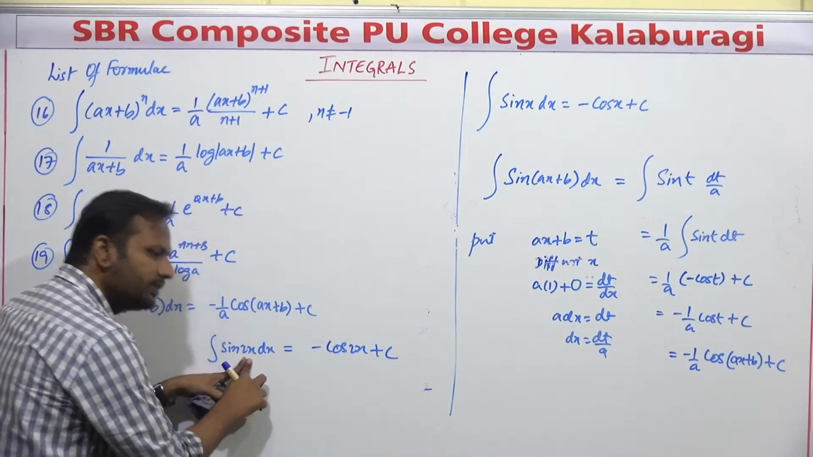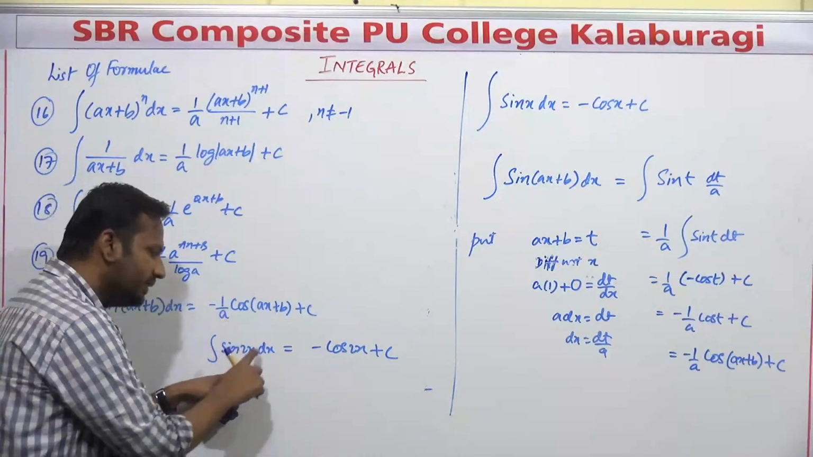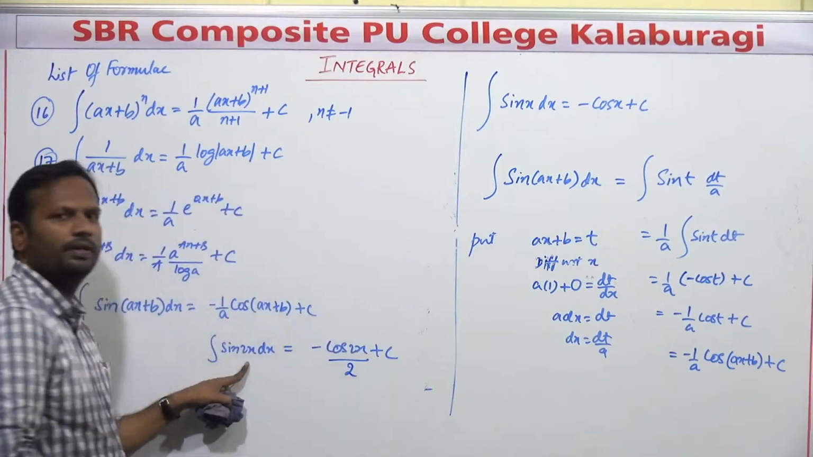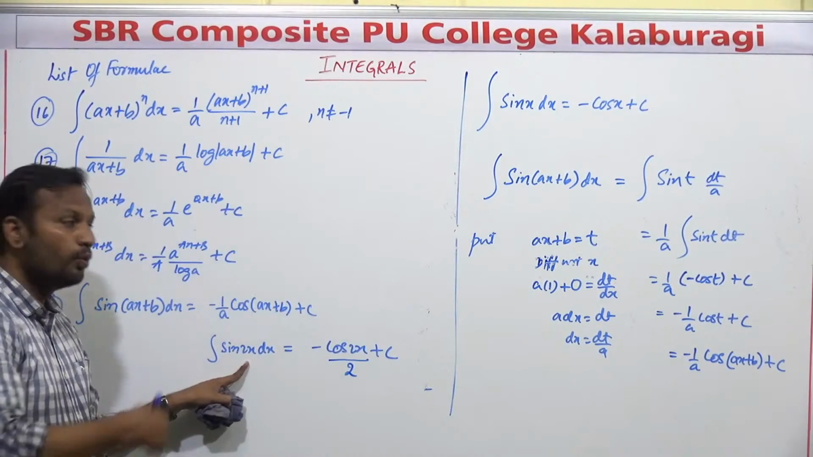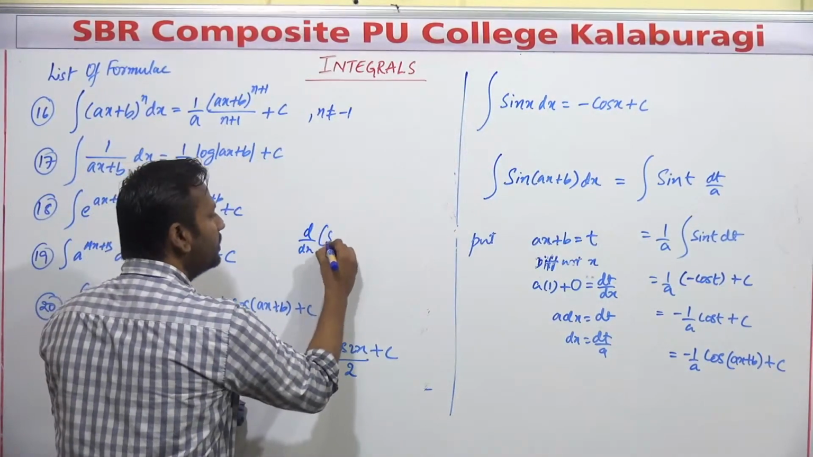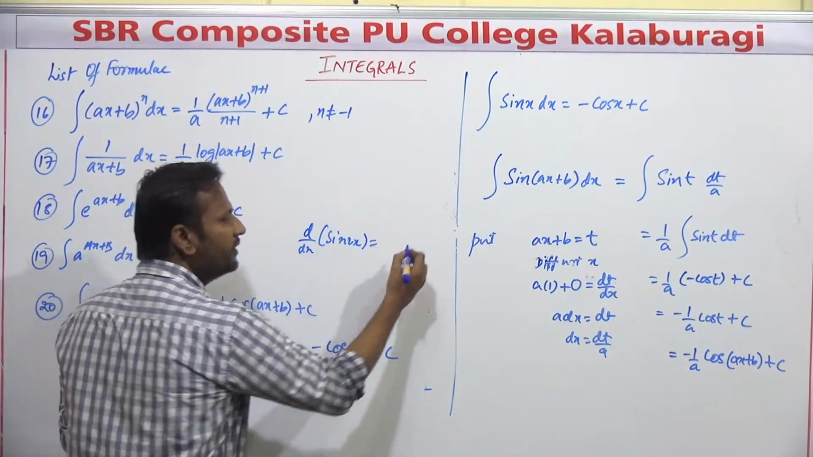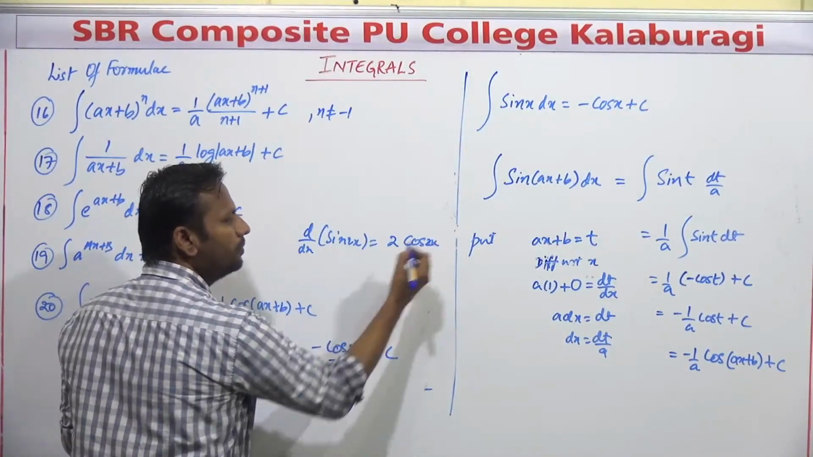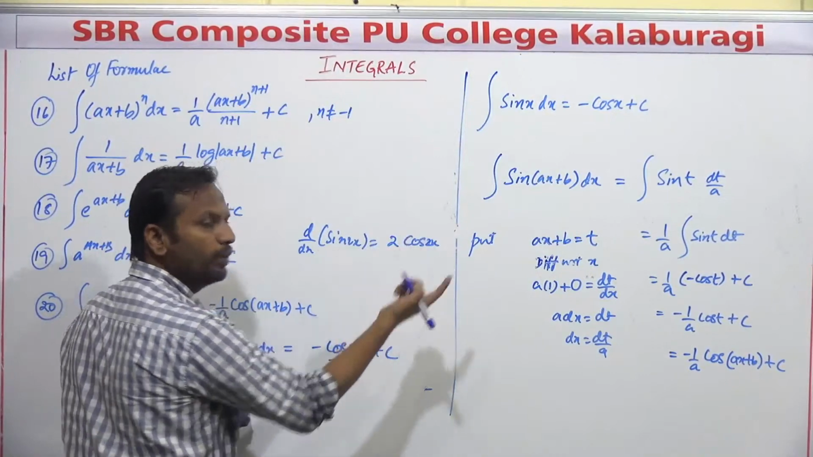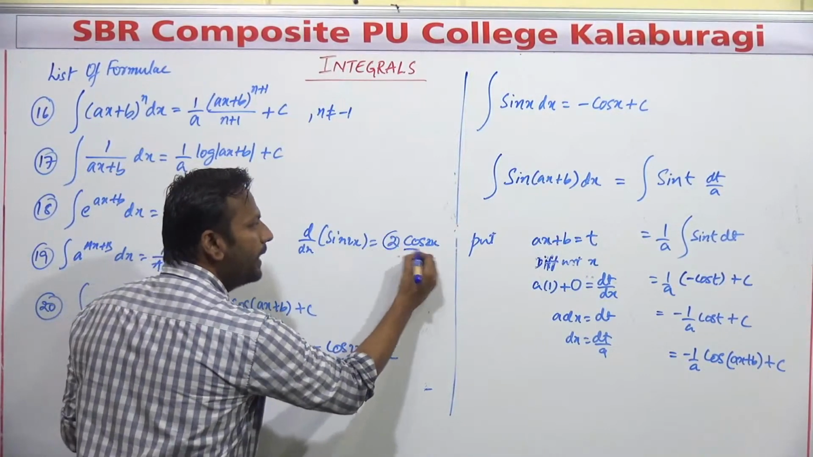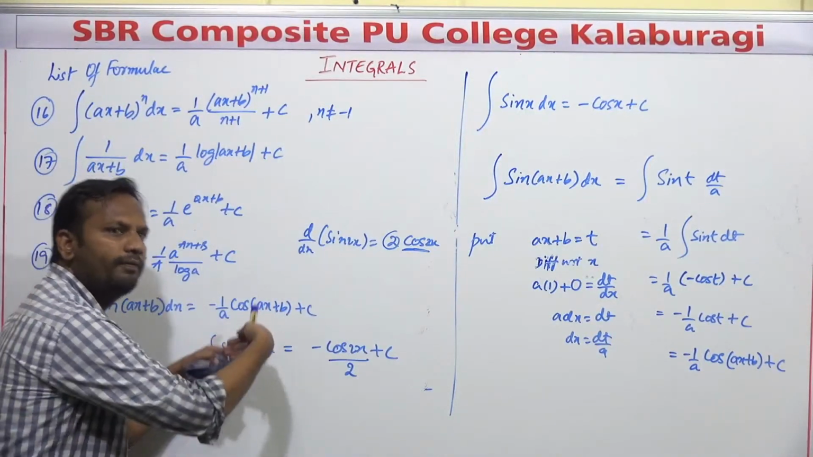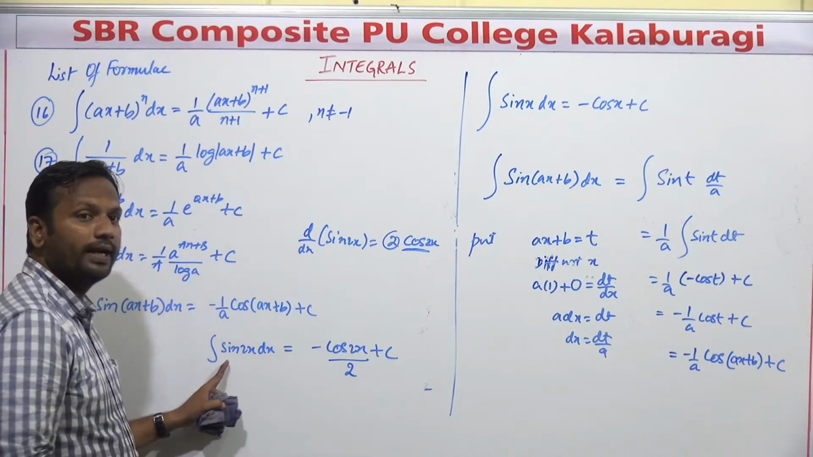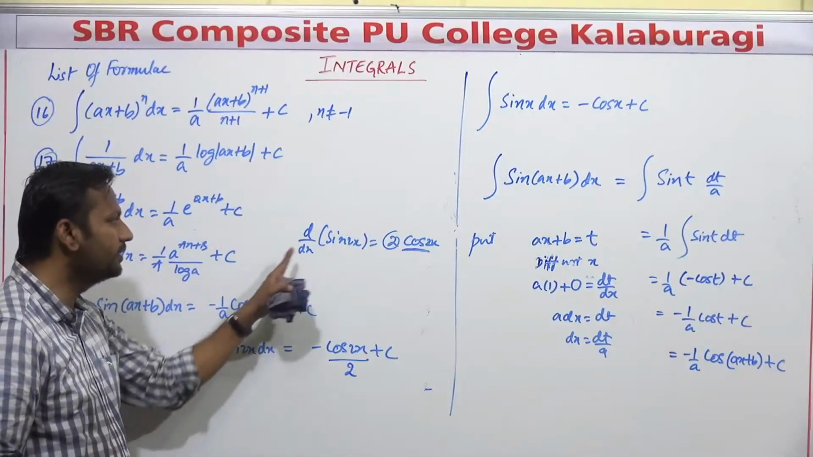And also, see this inner function. The inner function is 2x. What is the derivative of 2x? 2. That 2 you should keep in the denominator. Whereas in differentiation, what is the derivative of sin 2x? Cos 2x, and again by the chain rule, the derivative of 2x is 2. Yes or no? So the derivative of sin 2x is 2 cos 2x, so there you multiply by that 2. But in integration, we have to divide by it. Got it now? And make sure that sin becomes minus cos in integration, whereas in the derivative it is plus cos, right?